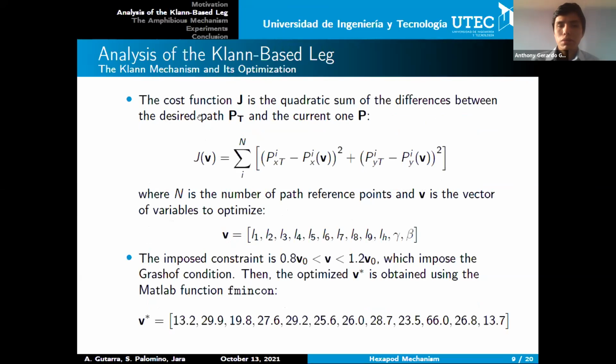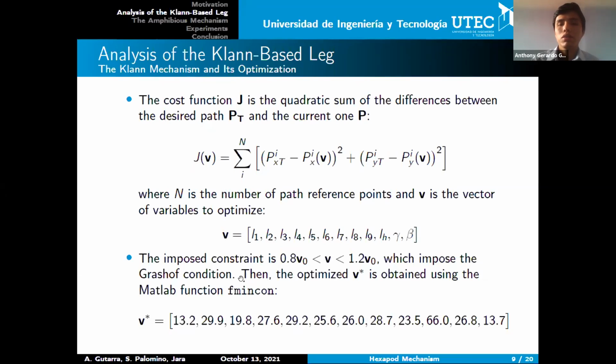Okay, we continue with optimization. The cost function, J, is the quadratic sum of the difference between the desired path, PT, that I explained before, and the current one, P. This is shown in this equation, where N is the number of path reference points, and V is the vector of variables to optimize. The vector includes the length of the links and the angles of some bent links. And the optimization also considers velocity, because each reference point is associated with an instant of time.